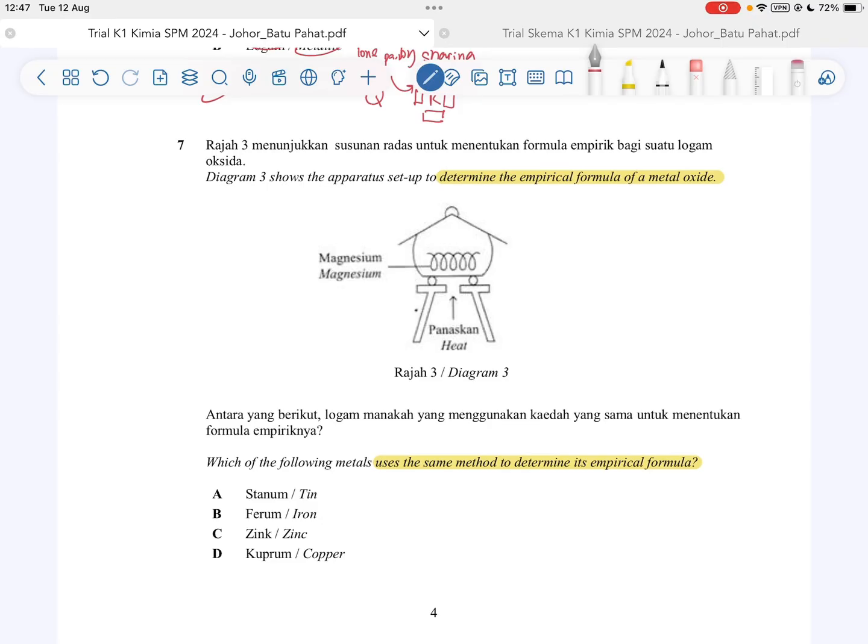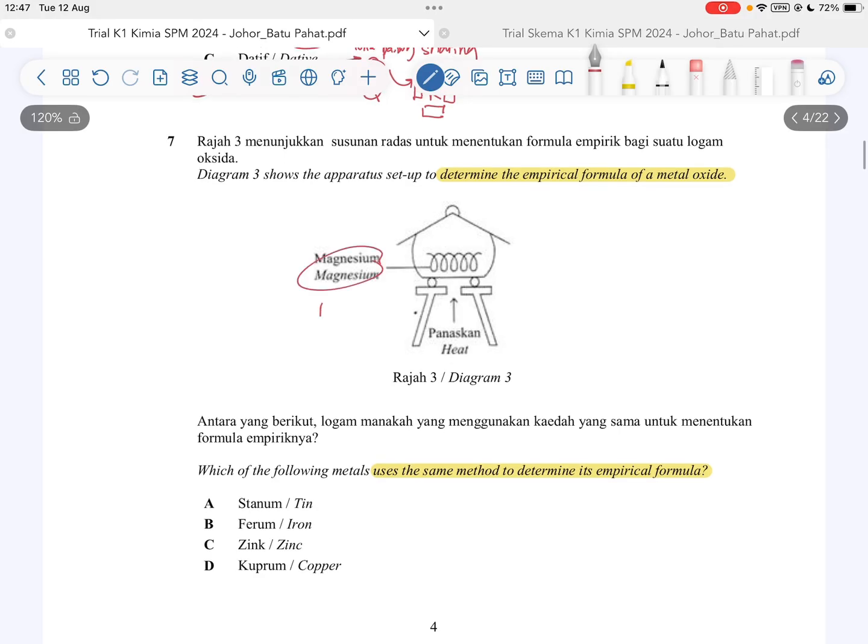Diagram 3 shows the apparatus set up to determine the empirical formula of a metal oxide. Which metal uses the same method to determine the empirical formula? The diagram uses magnesium. As we know, magnesium is a very reactive metal. So the metal that can be used with the same method to determine the empirical formula will be zinc.